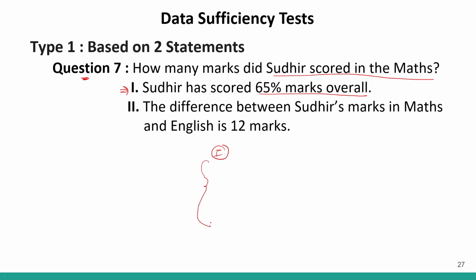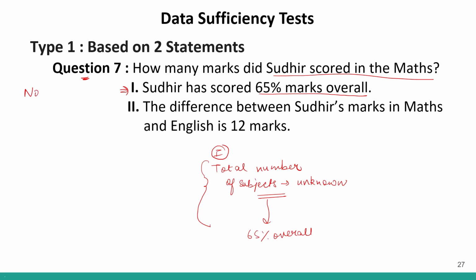So again, the total number of subjects are unknown, correct? But we just know that overall he has scored 65%. This is the data from statement number 1. Is it enough to answer how much marks Sudhir has scored in maths? No. So this data alone is not sufficient. Correct? Now, moving on to statement number 2.